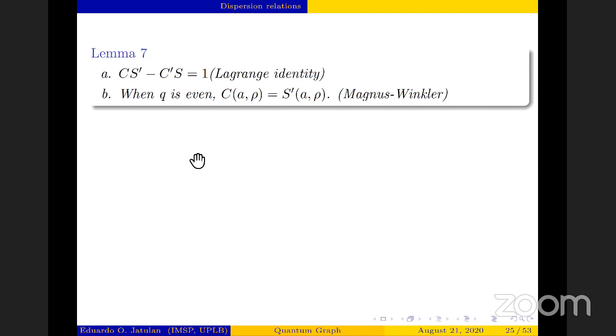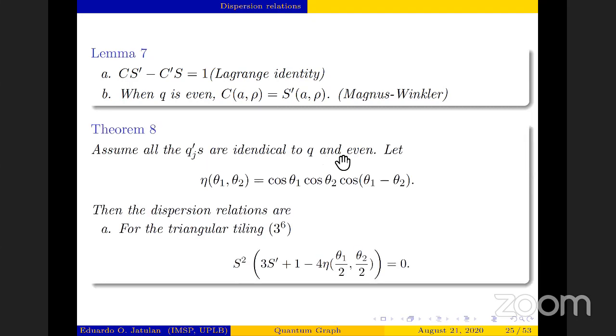Then if we assume all the Qj's are identical to Q and even, and we let this quantity be cosine theta 1, cosine theta 2, cosine theta 1 minus cosine theta 2, then the dispersion relations for this triangular tiling will be these given expressions. So again, this is the simplest expression that we got from this Archimedean tiling.